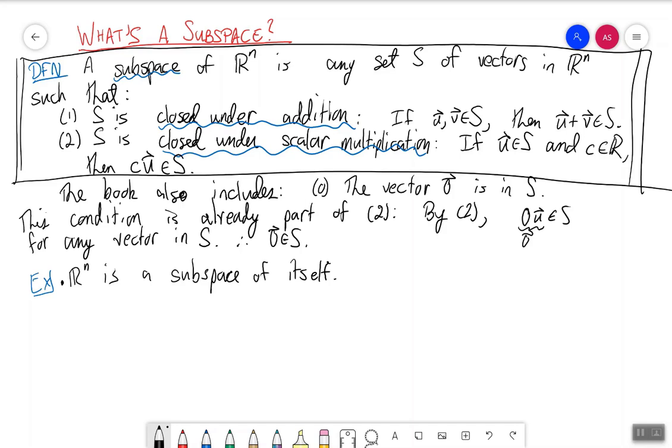Some examples. Rn is a subspace of itself. Why is that? Well, if I take two vectors in Rn and I add them together, they stay in Rn. I'm not going to get more components by adding them together. And similarly, if I take a number like 5 or pi or -16 and I multiply that number by a vector in Rn, I stay in Rn. All I'm doing is making the vector longer or shorter, or making it 0, or making it point the other direction.